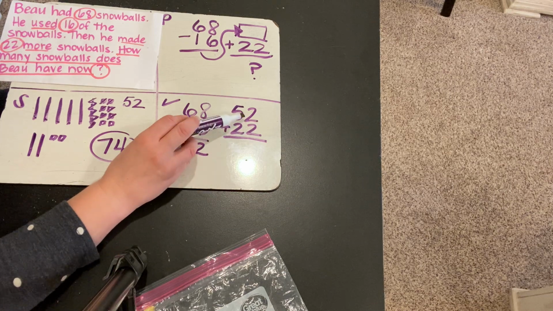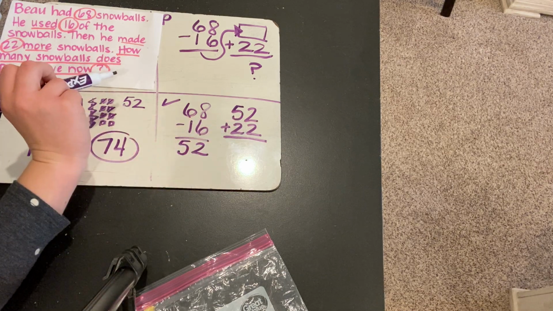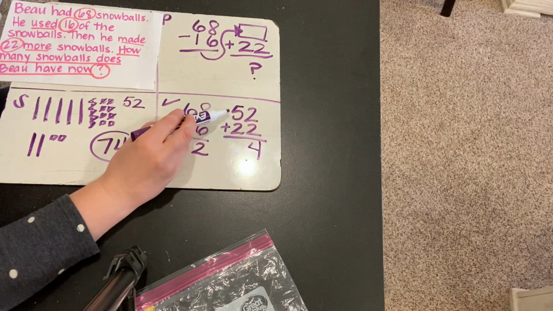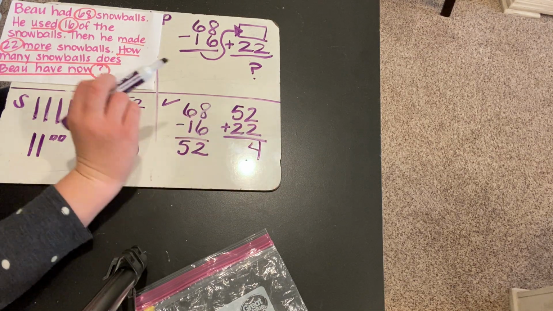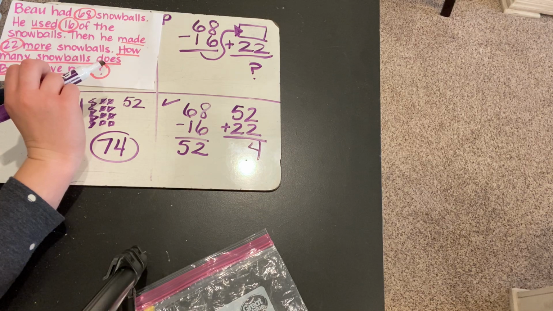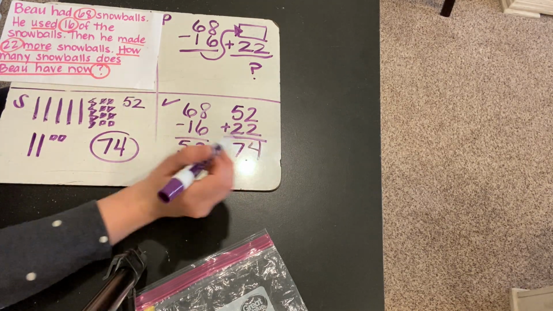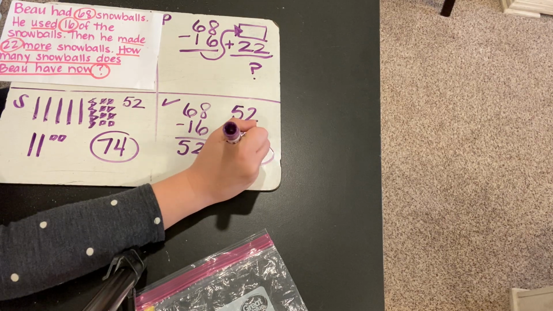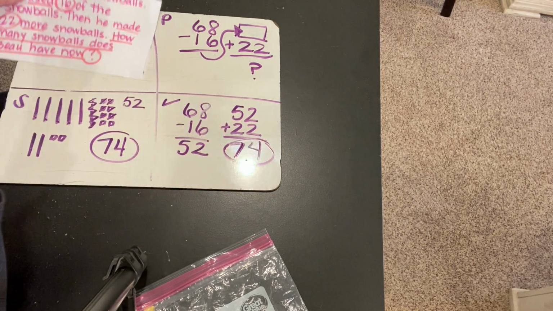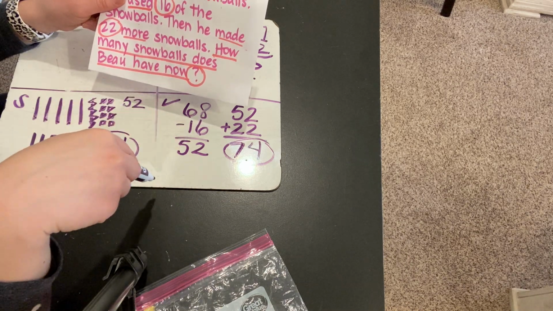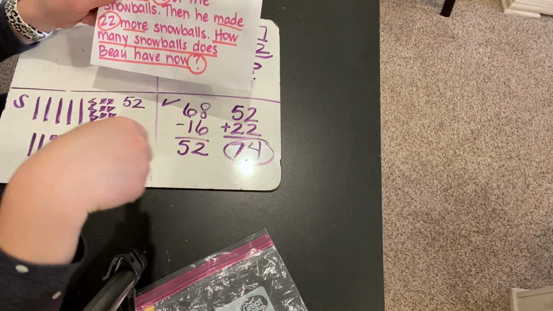Let's start with the ones place. What is 2 plus 2? 2 plus 2 is 4. And then look at your tens place. What is 5 plus 2? 5 plus 2 more is 7. So look, we got 74 both times. So it looks like we can answer the question now. How many snowballs does Bo have now? He has 74.